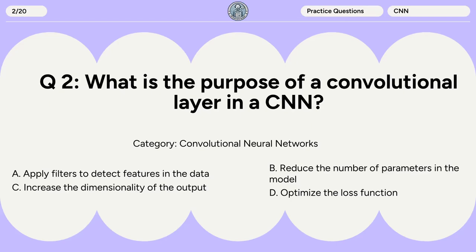Question 2. What is the purpose of a convolutional layer in a CNN? A. Apply filters to detect features in the data. B. Reduce the number of parameters in the model. C. Increase the dimensionality of the output. D. Optimize the loss function.